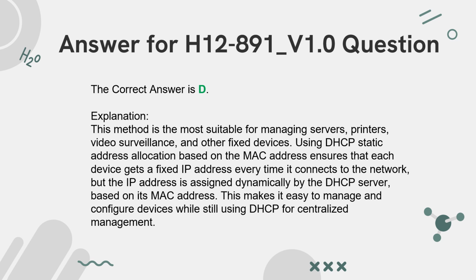This method is the most suitable for managing servers, printers, video surveillance, and other fixed devices. Using DHCP static address allocation based on the MAC address ensures that each device gets a fixed IP address every time it connects to the network, but the IP address is assigned dynamically by the DHCP server, based on its MAC address. This makes it easy to manage and configure devices while still using DHCP for centralized management.